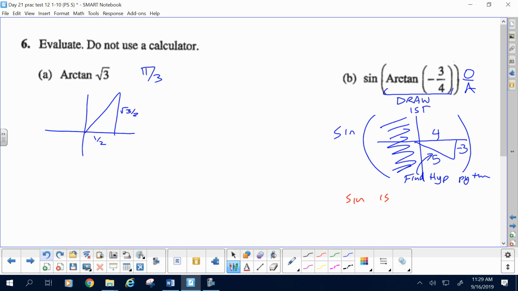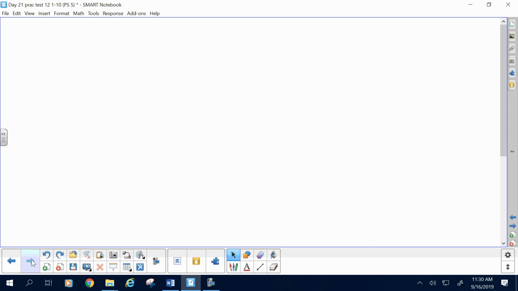Sine is opposite over hypotenuse, so you say negative 3/5. You do not need a calculator, but if you wanted to check it, you could do the arctangent of negative 3/4, see what angle it gives, and then the sine of that, you'll see it's negative 3/5. Okay, cool. That is all I have questions on.